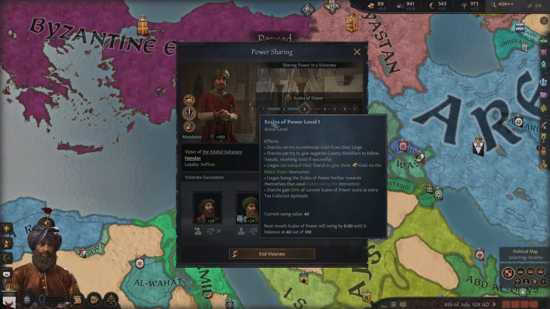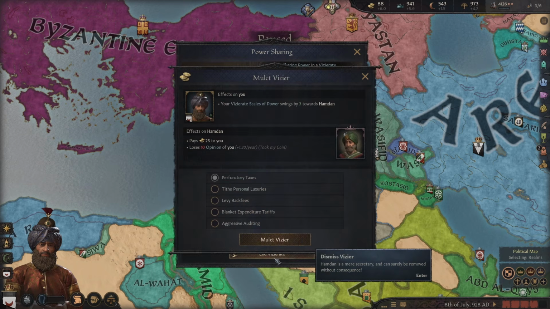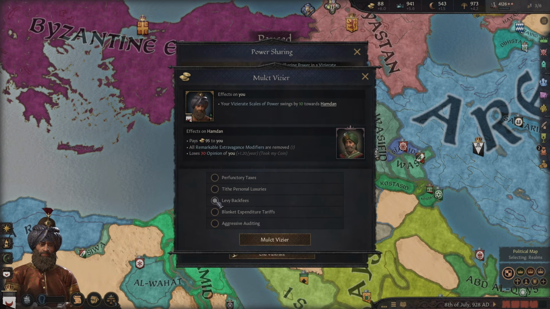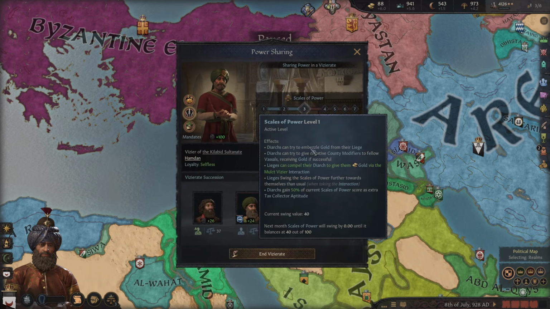At level 1, viziers get a boost to their tax collector aptitude. You also get most vizier character interaction with them. The vizier will apparently spend money on personal luxuries for himself, and you can force him to convert those luxuries back into money to give you, in exchange for some negative opinion and swinging the scales of power in his favor. Immediately, at level 1, he can try and embezzle some gold from you or the realm.